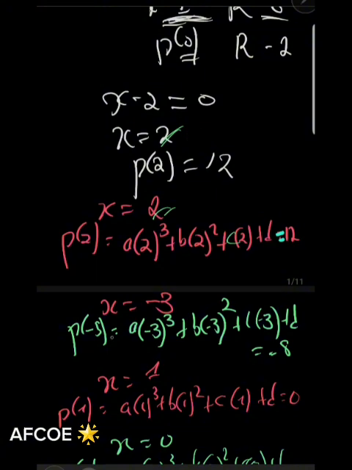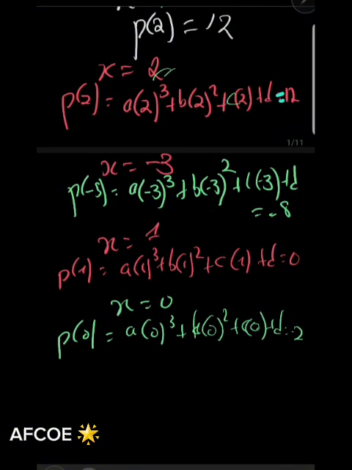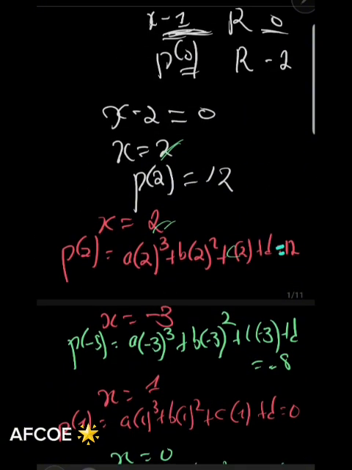Then the second condition is simply p of negative 3 equals negative 8. So we substitute a times negative 3 cubed plus b times negative 3 squared plus c times negative 3 plus d equals negative 8. Then the third condition is x equals 1, where x minus 1 is a factor.